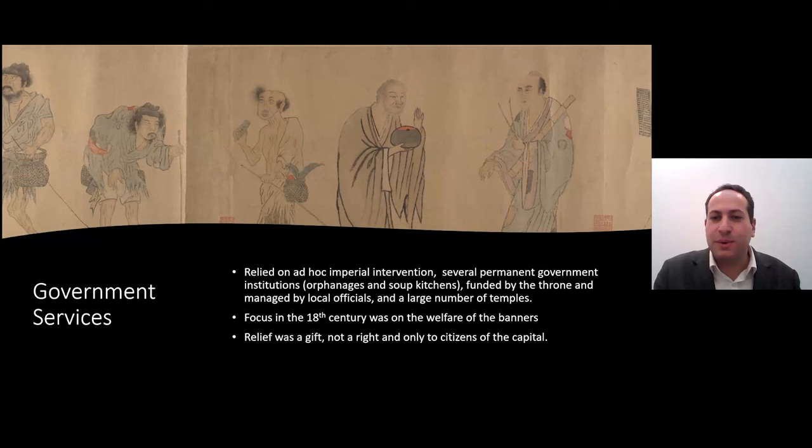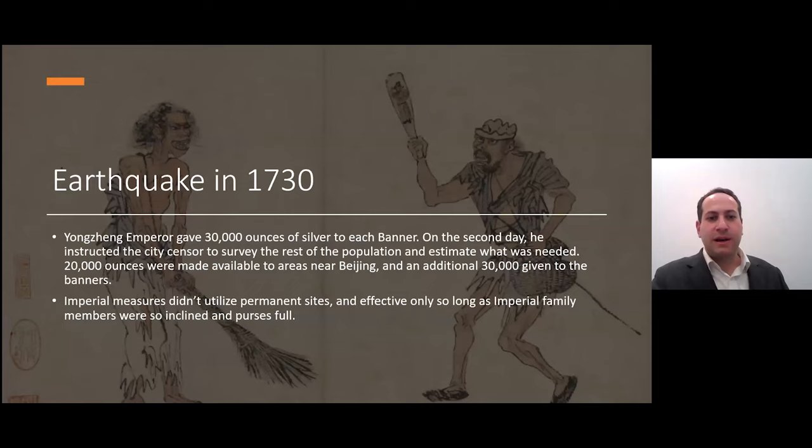And so we see an earthquake in 1730. The Yongzheng emperor gave 30,000 ounces of silver to each of the banners. His priority is to the bannermen, the Manchu banners, the warriors that live in Beijing. Only on the second day did he instruct the city censor to survey the rest of the population and estimate what was needed. So long as there was money in the coffers, when things went wrong, they could give it out. But later on, in the 19th century, when the coffers dried up, this wasn't effective.